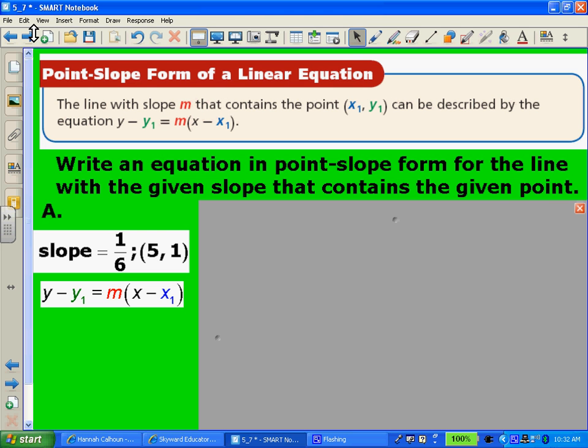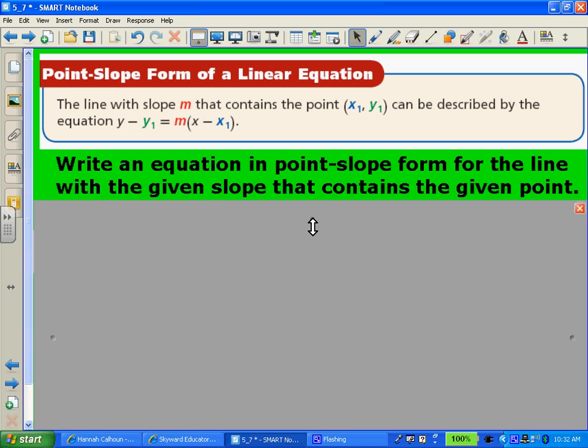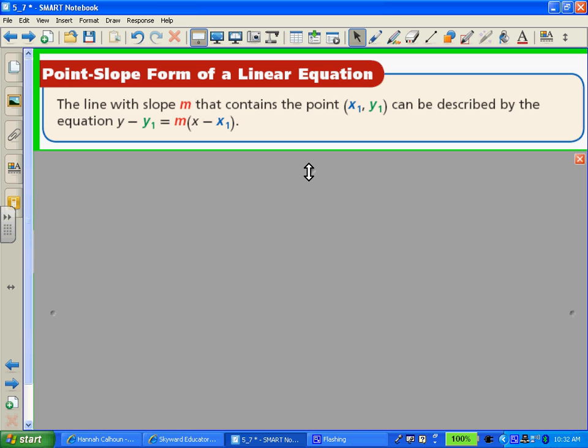Now, the next thing you'll see is how do we write an equation in point-slope form? Well, to be able to do that, you first of all need to know what point-slope form is. And that's what this little box here tells us. So it says the line with slope m that contains the point x1, y1, so that's just a generic ordered pair, can be described with the equation y minus y1 equals m times x minus x1.